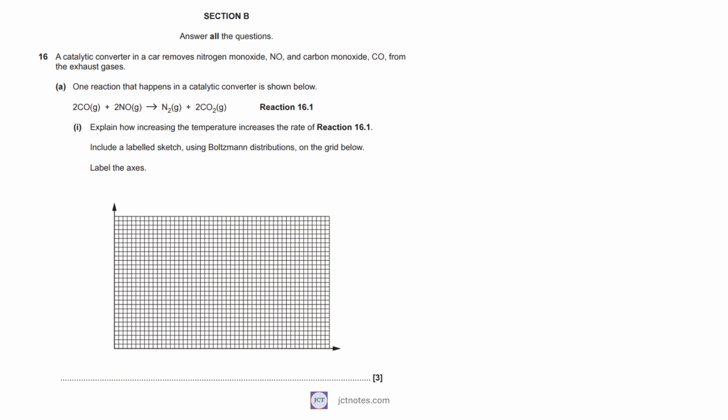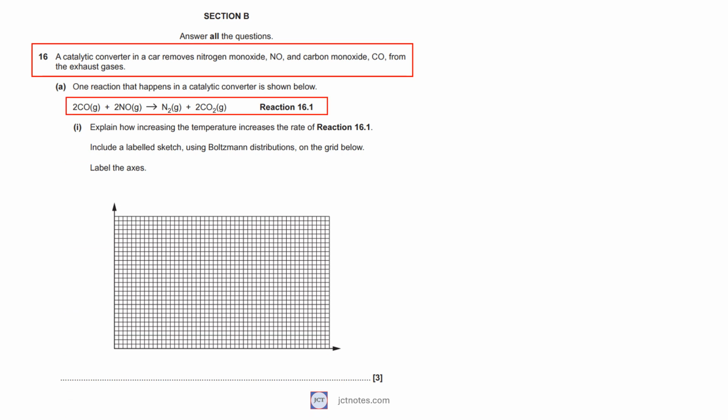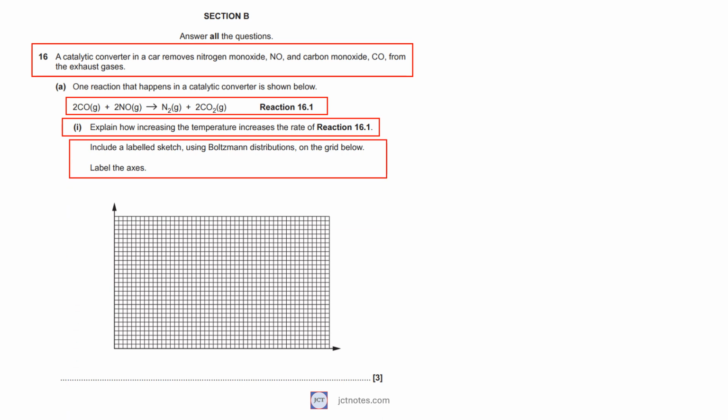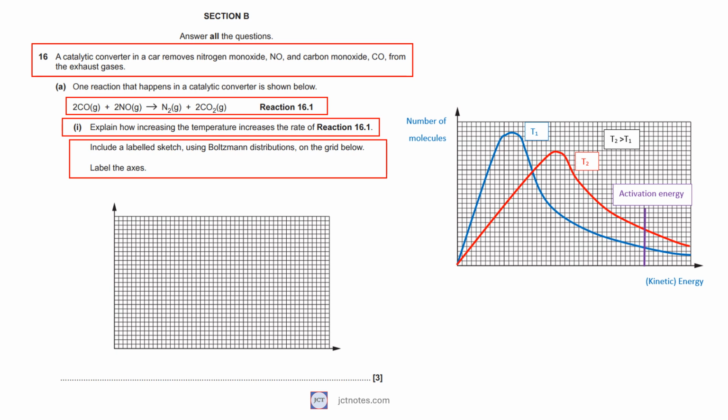We start the section B of the exam. Question 16 is about a catalytic converter that removes nitrogen monoxide and carbon monoxide from the exhaust gases in a car. In part A, we are given a reaction of the catalytic converter, and we have two questions. In the first question, we need to explain how increasing the temperature increases the rate of the given reaction. We are provided with a grid to sketch a labeled Boltzmann distribution. The Boltzmann distribution is a graph of the number of molecules plotted against the kinetic energy of the particles.